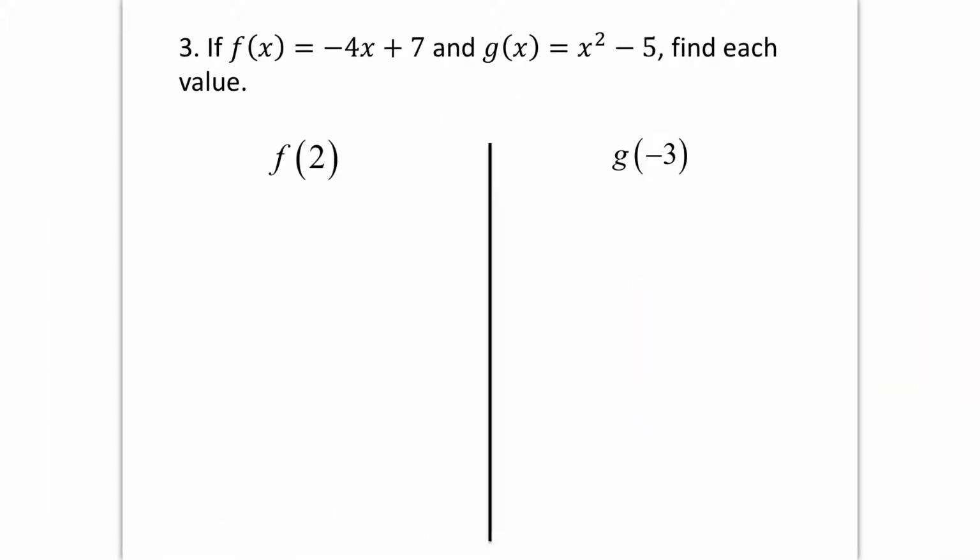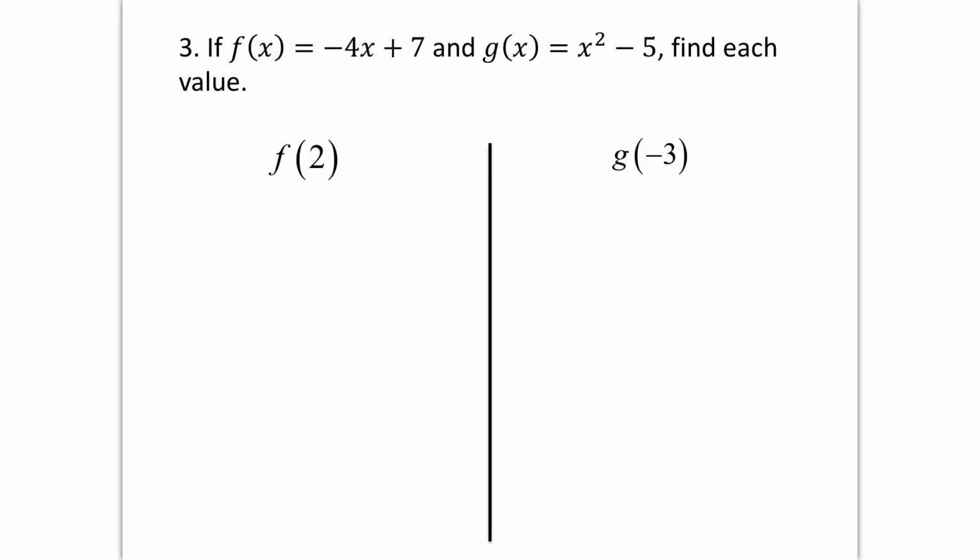So now what I want to do is actually to evaluate a function for a specific input. So you guys have to understand what the problem means here. If you read the problem, it says if f of x, so that's a function, f of x equals -4x plus 7, and g of x, this is a second function. It has a different name. G of x equals x squared minus 5. We want to find each value. We want to evaluate f of 2. And we want to evaluate g of -3.